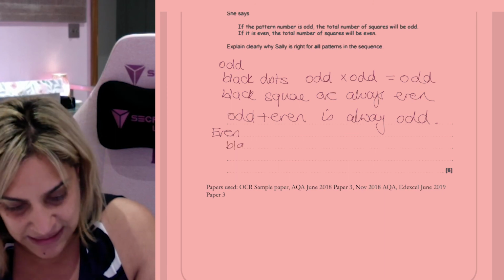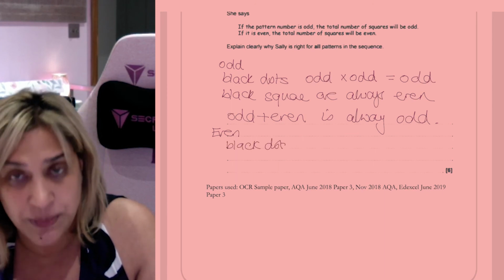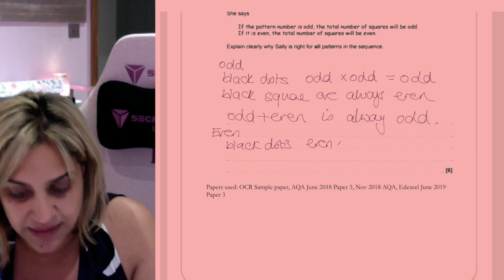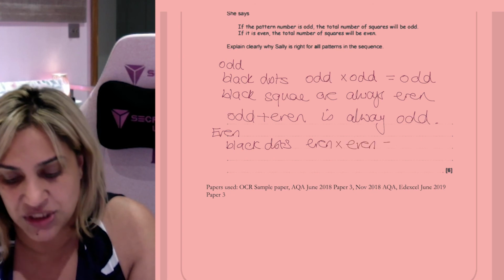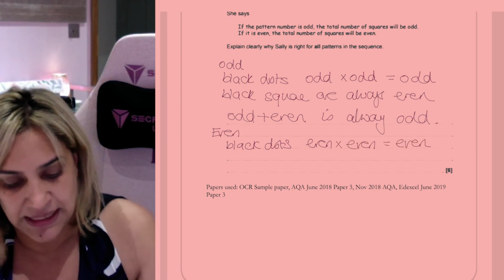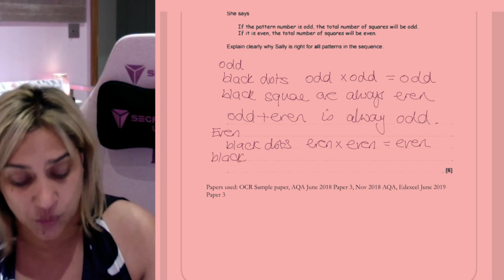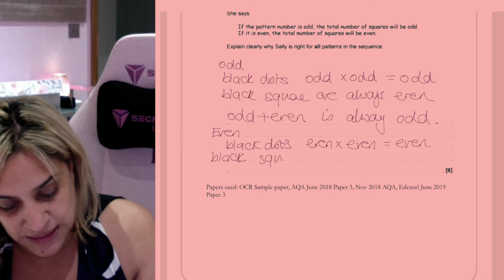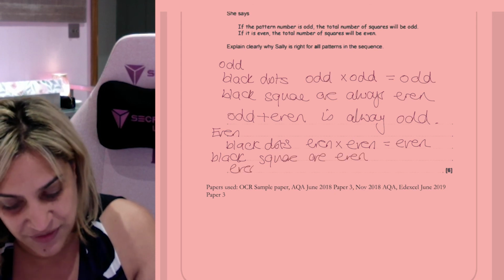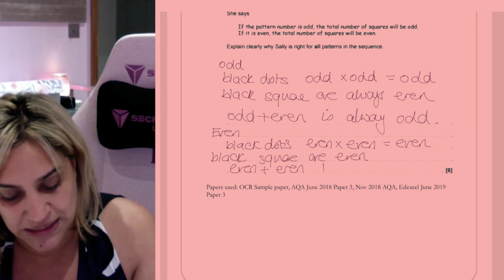Now let's think about even. The black dots will be an even number times an even number, which is an even number. And the black squares, because they're a factor of 4, are always even. So black squares are even. So an even plus an even is always even.